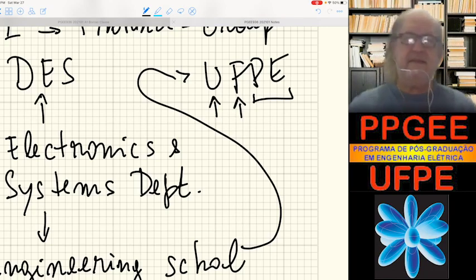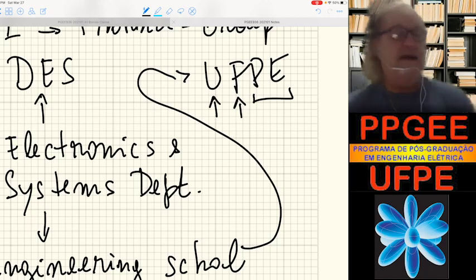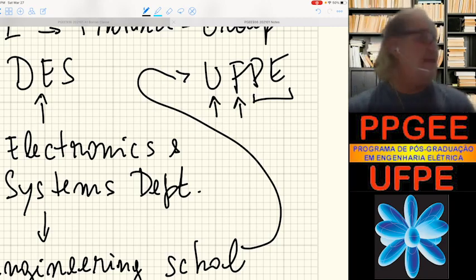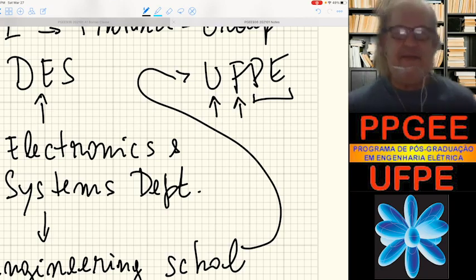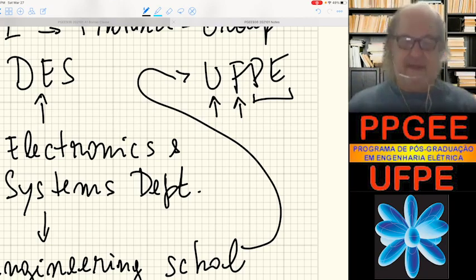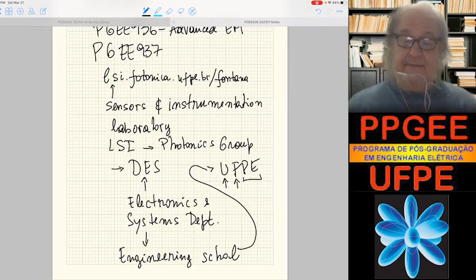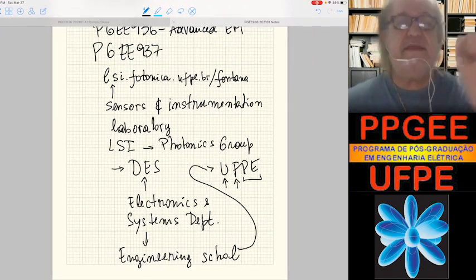Pernambuco is the state in which Recife, which is the capital city, is located by the sea. So I live approximately, let's say, 400 meters from the waterfront, from the sharks. Recife has become famous for having sharks, and people have to be careful before taking a dive in the beach. So, but let's get back to business here.